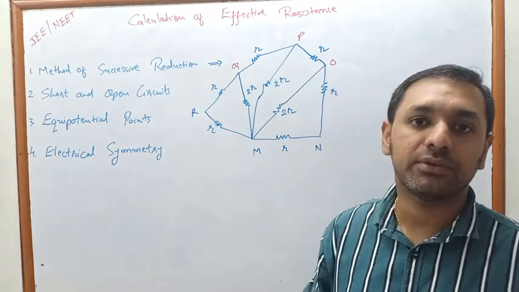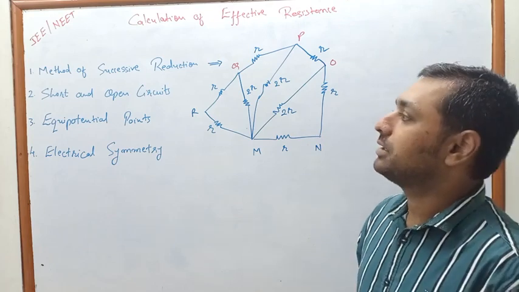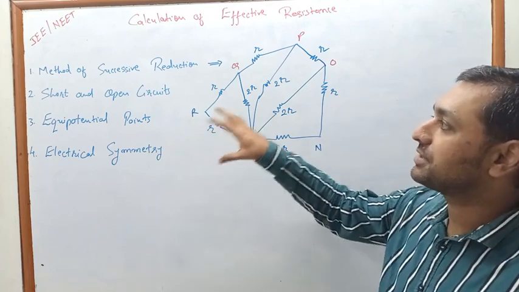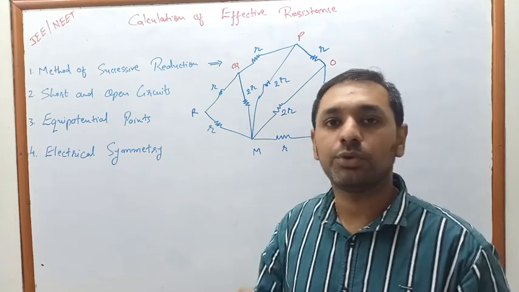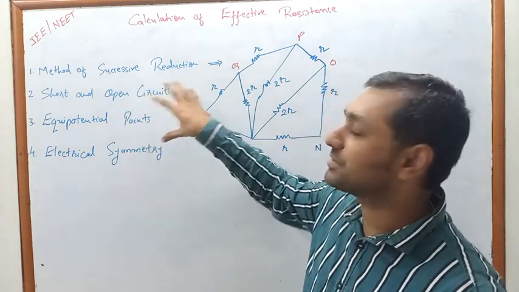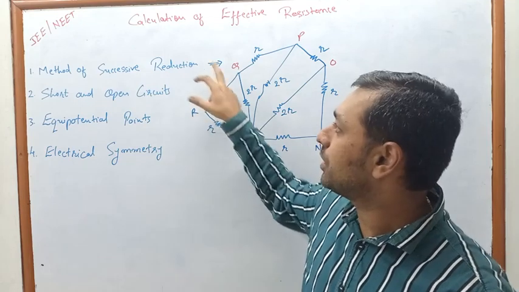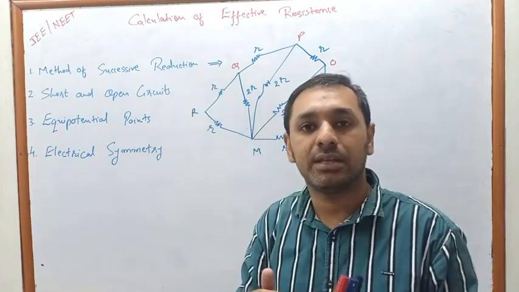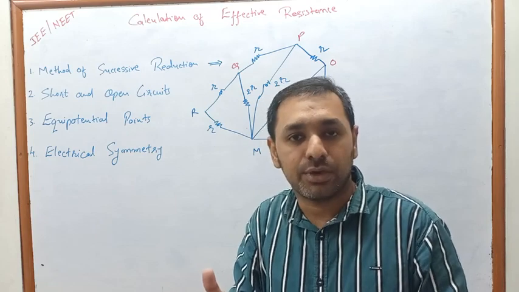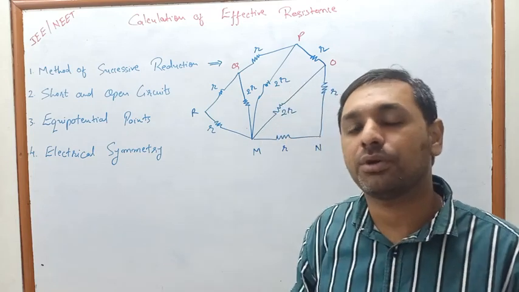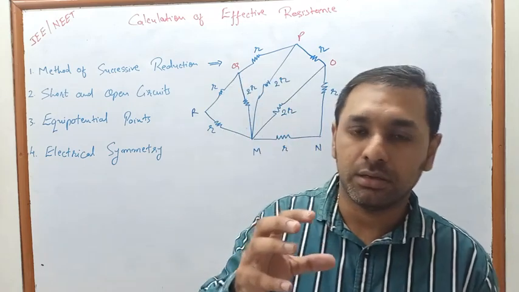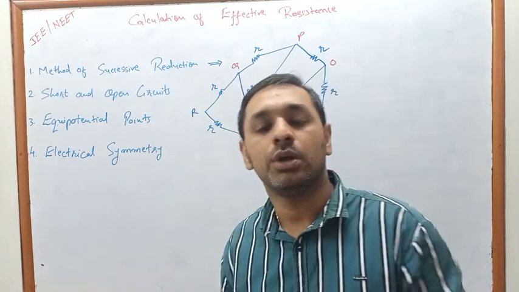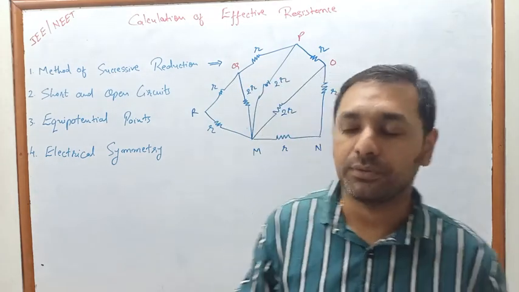Let us start with our first method, which is known as the method of successive reduction. Friends, if you see the name, you will come to know what the method of successive reduction is. Here the word reduction says that from a complex network you have to reduce the number of resistors, and then try to convert that complex network into a simple network.